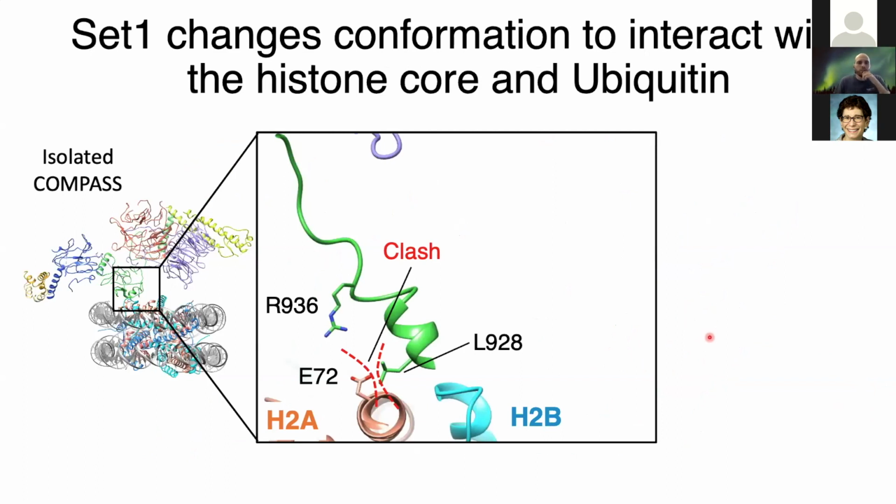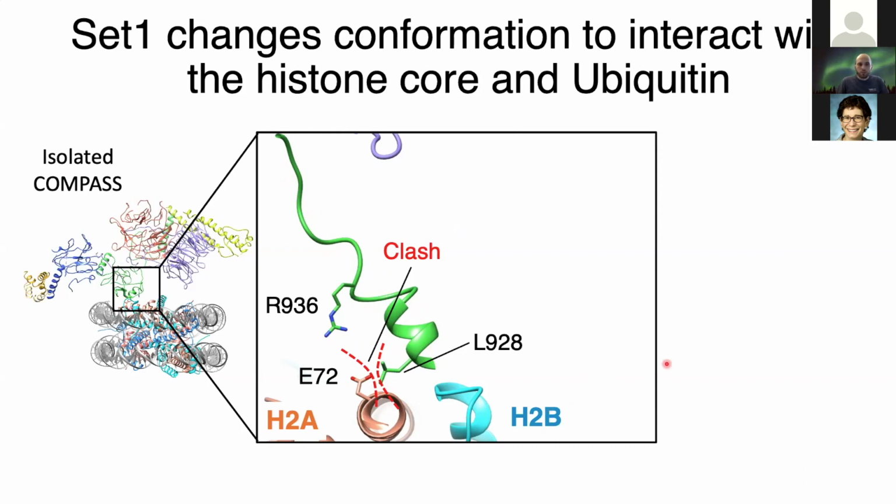So in addition to the RxR helix, which only forms upon nucleosome binding, another part of Set1 actually changes conformation to enable the interaction with the histone core and with the ubiquitin. And so what we have here is this helix of Set1 in the isolated COMPASS structure. And if you just dock the isolated COMPASS structure into the EM density of the nucleosome-bound COMPASS structure, you'll see that there is this clash that occurs between this helix in Set1 and the histone core.